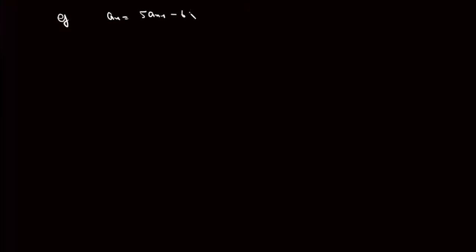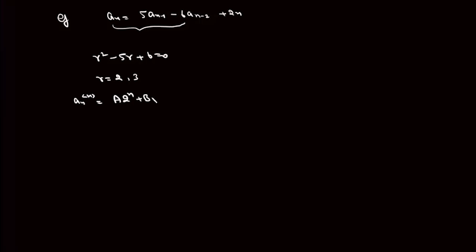Let us take another example. Suppose we have this equation, which is a_n = 5a_{n-1} - 6a_{n-2} + 2n. Now we'll directly write its homogeneous solution. So it'll be r² - 5r + 6 = 0. So that means the value of r is either 2 or 3. So its homogeneous solution will be a·2^n + b·3^n. Now we'll find its particular solution.